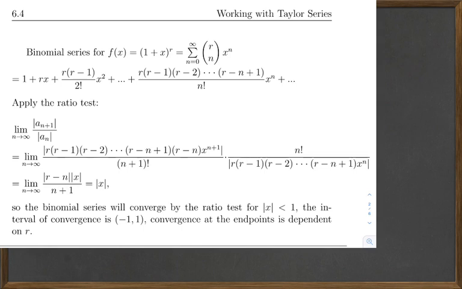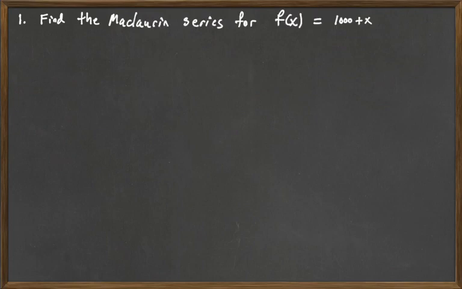Okay. So we're going to work out, I think, 3 examples, 2 of them dealing with the same Maclaurin series, and then one other Maclaurin series example. Okay, so we're going to be looking at finding the Maclaurin series for f of x equals the cube root of 1 plus x. So what we want to do is make this look like 1 plus x to the r power, so we're going to have to do some manipulation here.